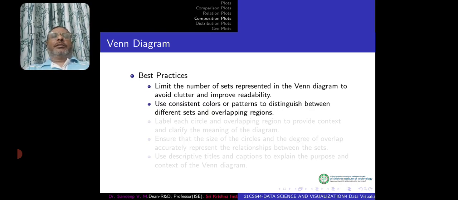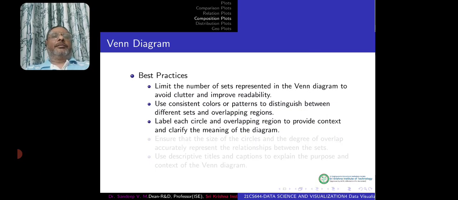So colors must be used consistently to distinguish between the sets and overlapping regions, so that every time we are dealing with a similar situation, we can connect one plot with the other plot. For that, the best way is maintaining color consistency.